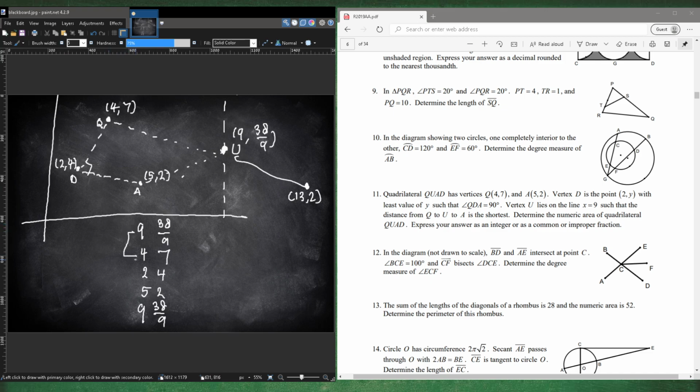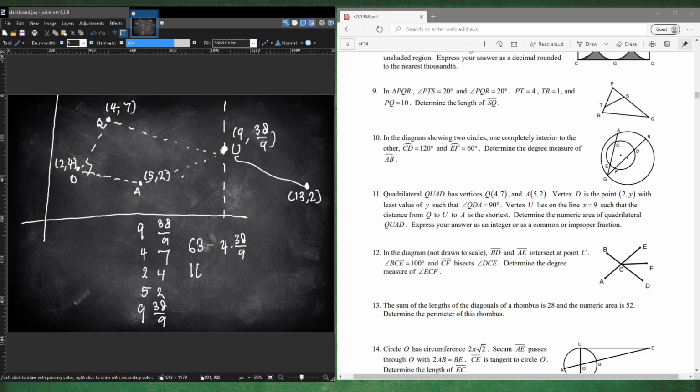So we have something like this, and then the 2 by 2 with this, 2 by 2 with this, and the 2 by 2 with this. So for each of these we make a 2 by 2 matrix, right? And then basically we're going to do the determinant. So 9 times 7 is 63, and then 4 times 38 over 9. Let's just keep it like that, 38 over 9, right? So 63 minus 4 times 38 over 9.